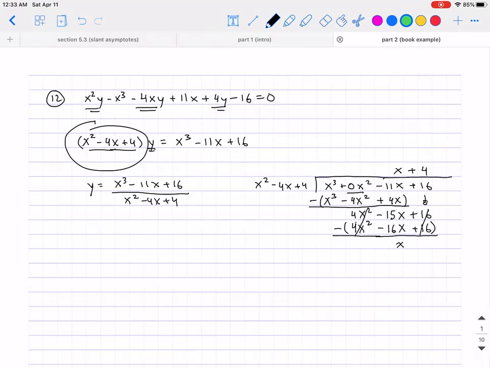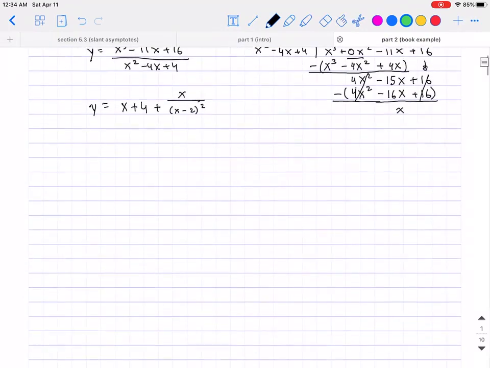So then usually at this point, we say that this is going to give us x plus 4, and then plus the remainder, which is going to be x divided by this x squared minus 4x plus 4 thing. So that's going to be our y then. Okay, so our equation is going to be y is equal to x plus 4, and then we have plus x over. Now let's put it into the factored form, so then we can actually figure out what this graph actually looks like.